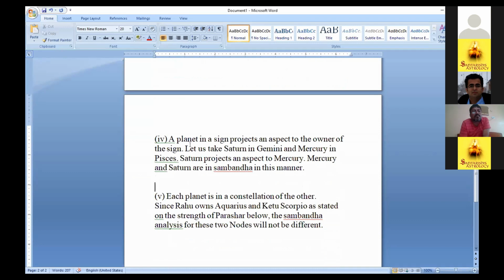For example, Saturn in Gemini and Mercury in Pisces. Saturn projects an aspect to Mercury. Mercury and Saturn both are in Sambandha in this manner. Okay, that we have studied, like Ketu is aspecting Moon. So it means Ketu can give the result of Moon as well as the sign ruled by Moon.